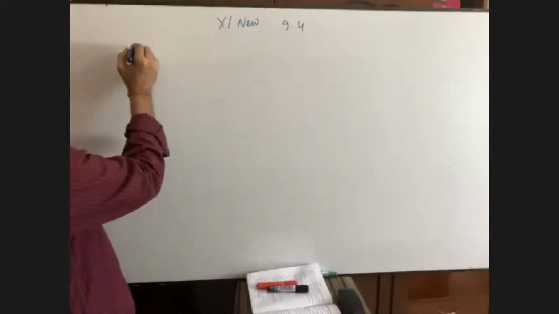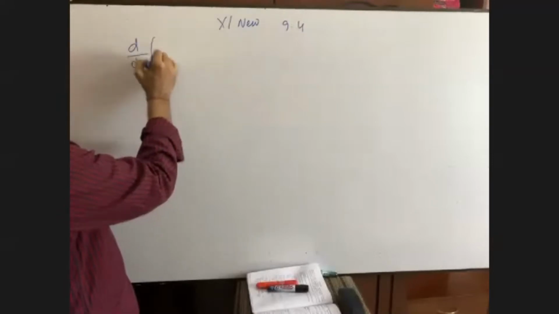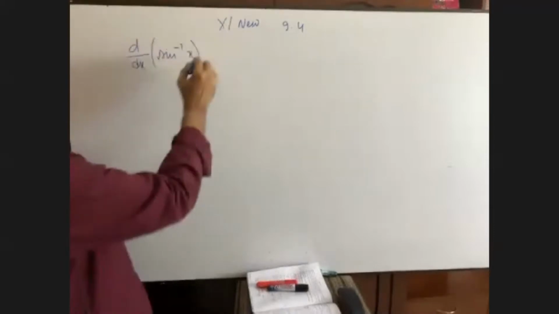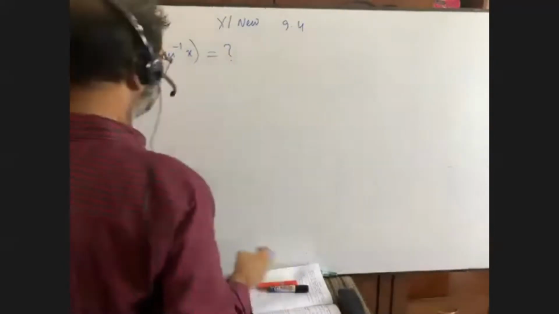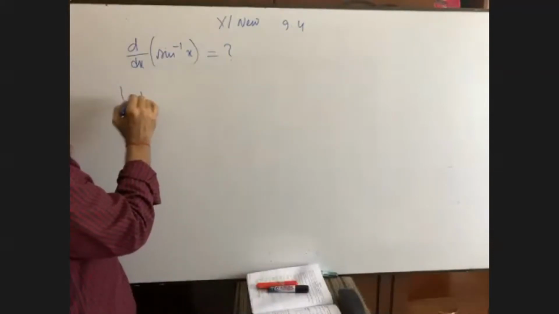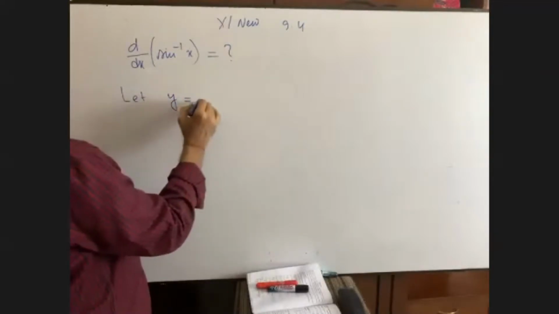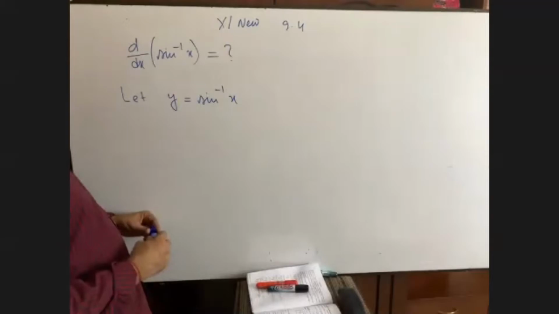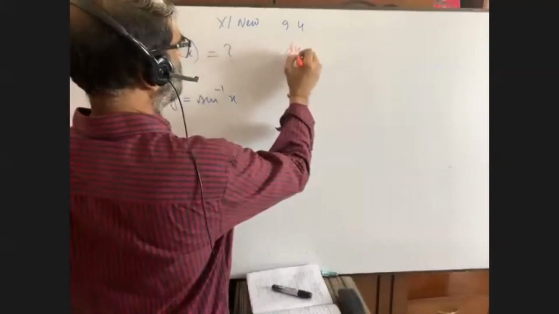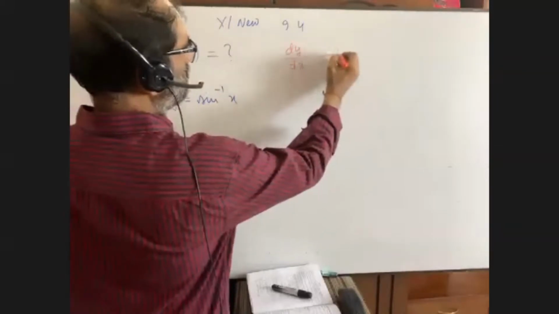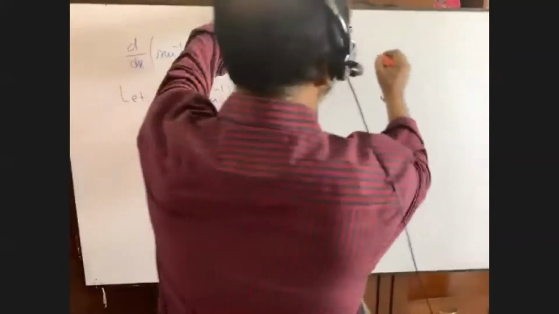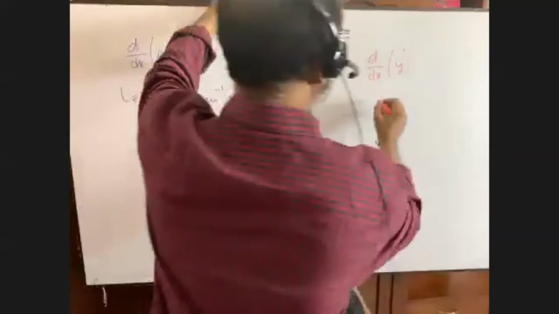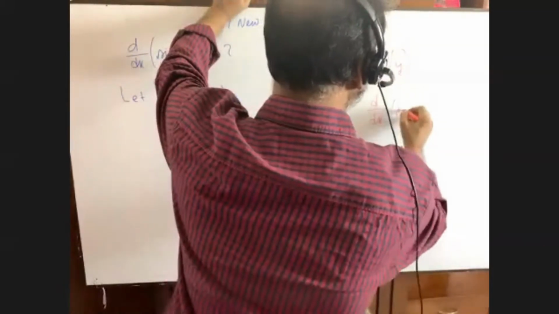Suppose we want to find the derivative d by dx of sine inverse x. Write down, let y is equal to sine inverse x. Actually, we are going to find dy by dx. What is y? We have let y is equal to sine inverse x.